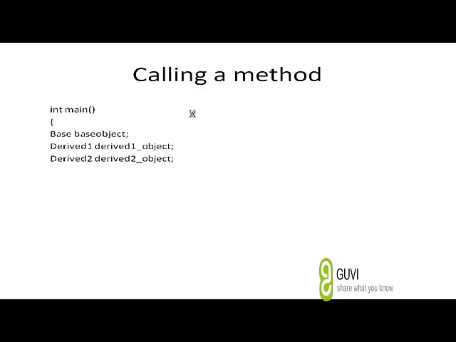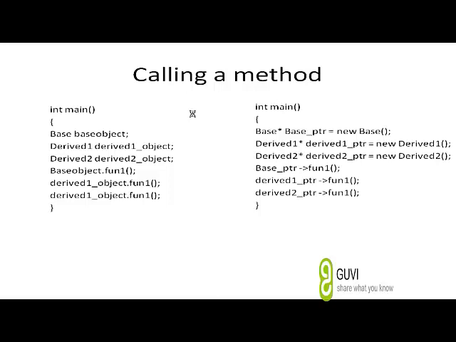Here there are two base pointers, derived 1 and derived 2 pointers. Don't know which function is being called? I will explain a simpler method. Virtual function will always be in the base class, and always a virtual table is being created.